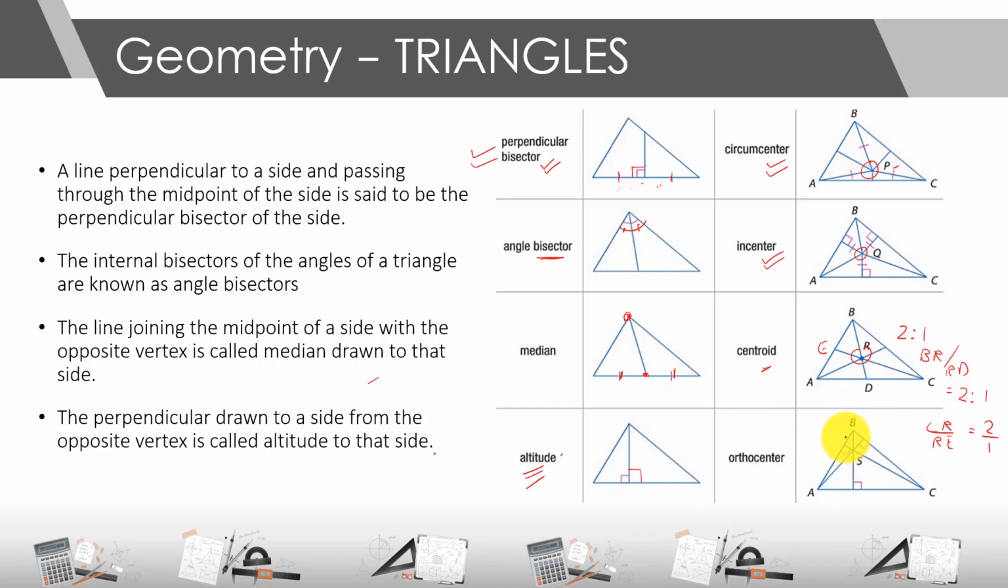The fourth scenario where we had altitudes, if you create three altitudes from the three vertices, you will get an orthocenter. This point S is called an orthocenter. Now let us look at the special characteristics of these circumcenter and incenters.